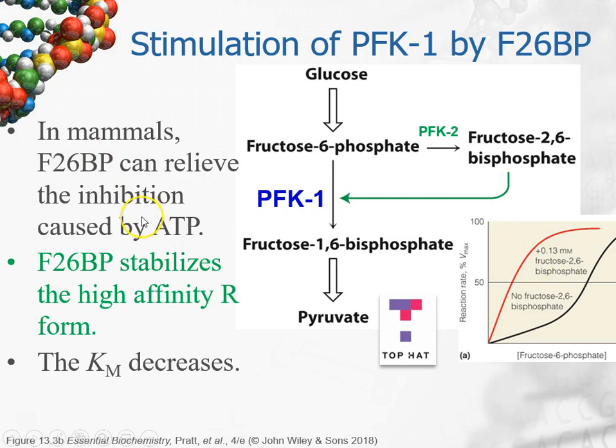So fructose 2,6-bisphosphate relieves that inhibition caused by ATP that I just showed you, and it stabilizes the R form that was in pink on that last slide. So the Km goes down. Km goes down means the enzyme has a high affinity for its substrate, and that is the R form.